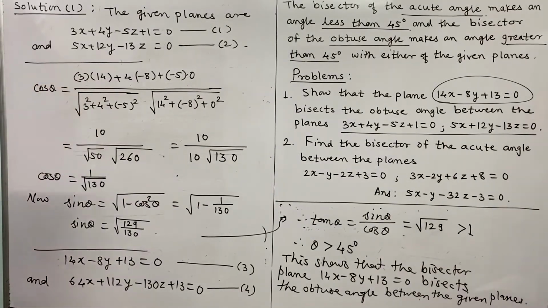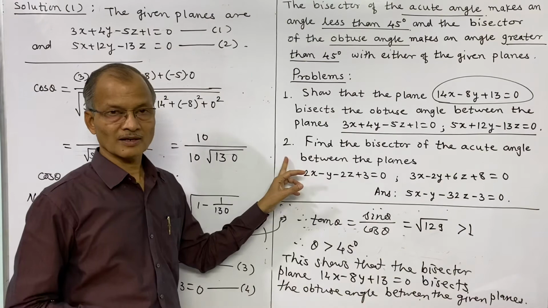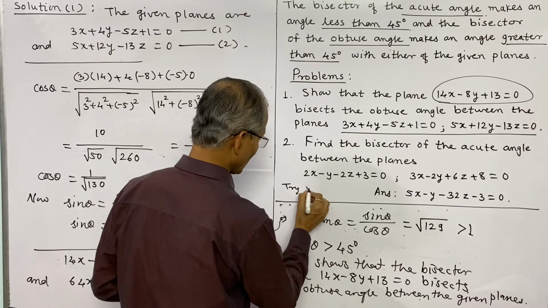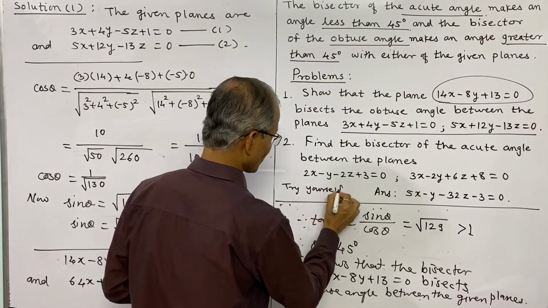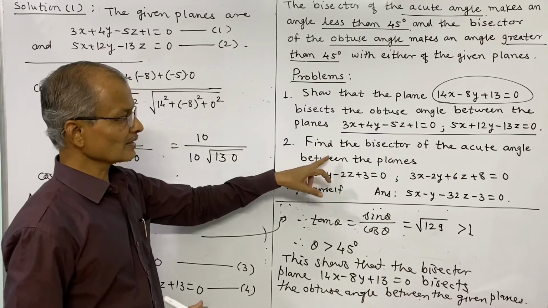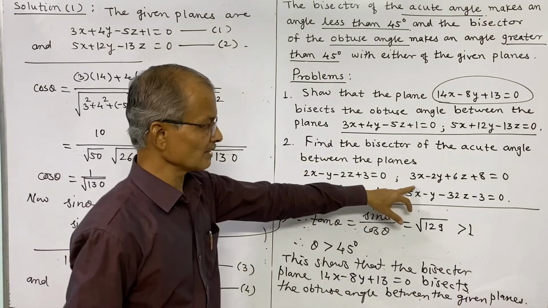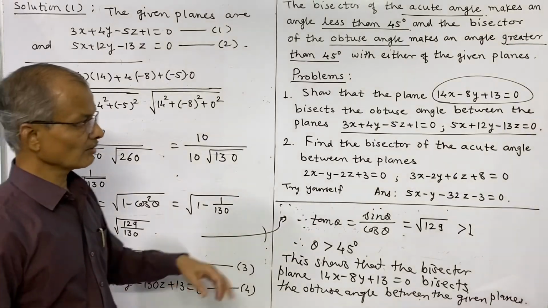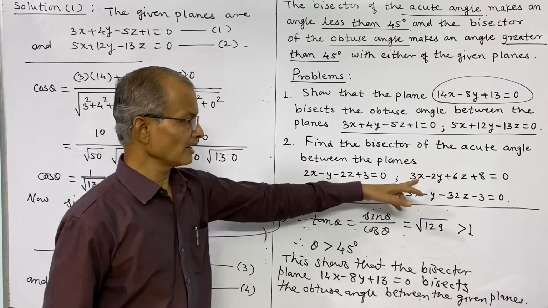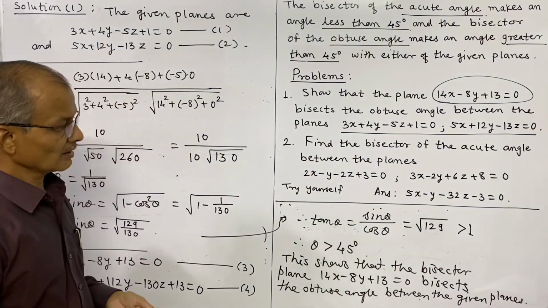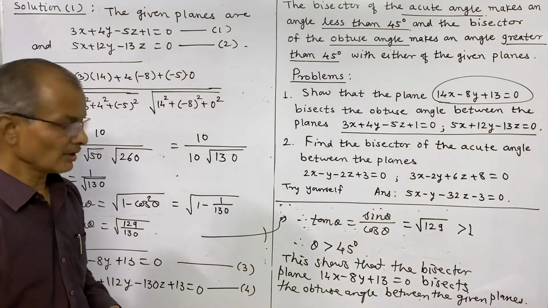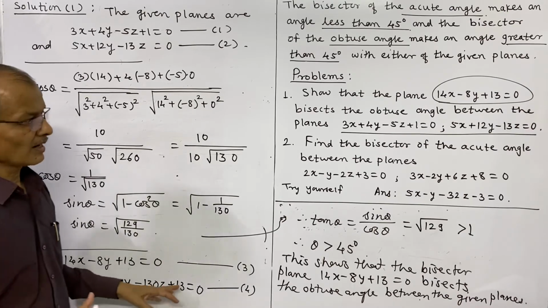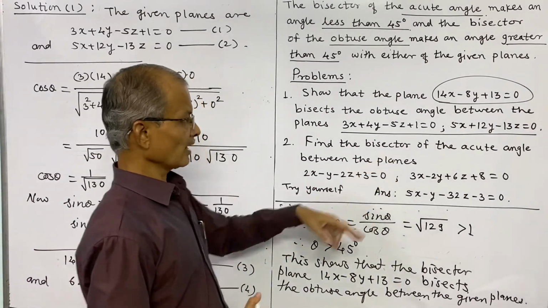Now, the second problem I shall leave you to solve, and try this yourself. The answer is given. Here what is asked is to find the bisector of the acute angle between these two planes. Exactly the similar procedure we have to use. First write the perpendicular distance of a point from both the planes, and then simplify it, taking positive and negative signs separately. We will get the two planes, 3 and 4, and one plane you should take.